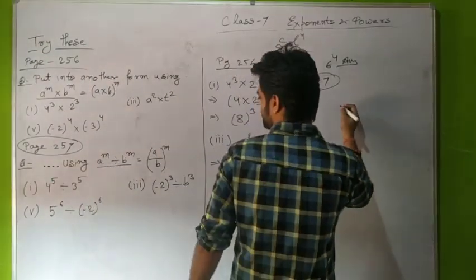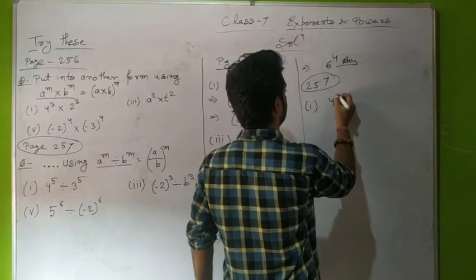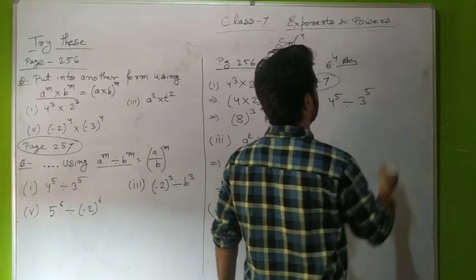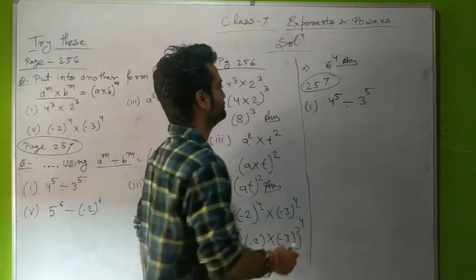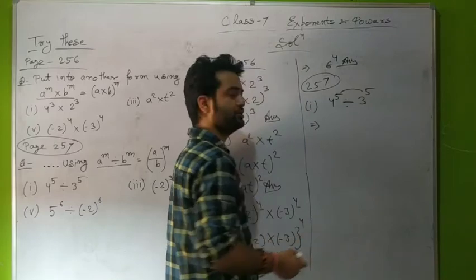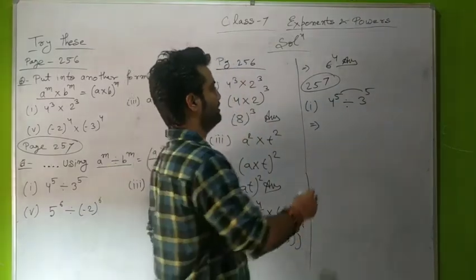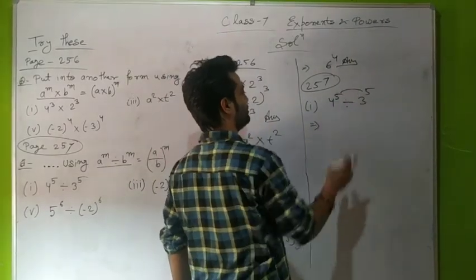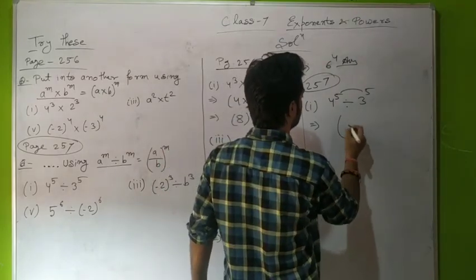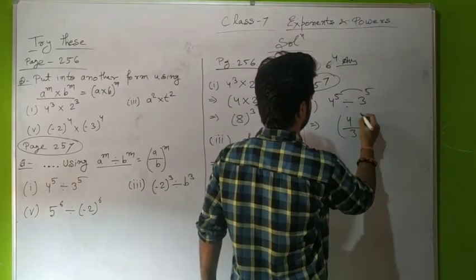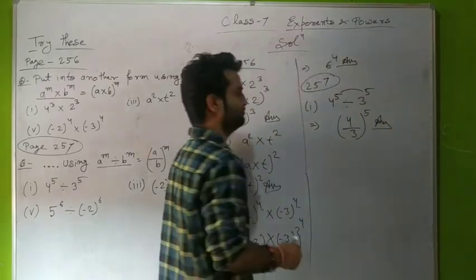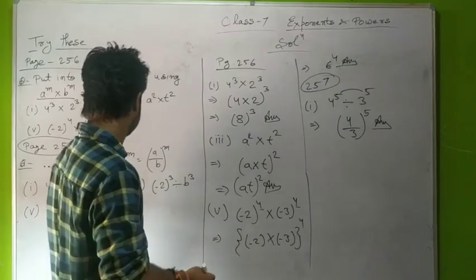So the first question is 4 raised to the power 5 divided by 3 raised to the power 5. Here the exponents are the same, 5. The bases are different and these are divided. So we can write it as 4 upon 3 raised to the power 5. This is our answer.